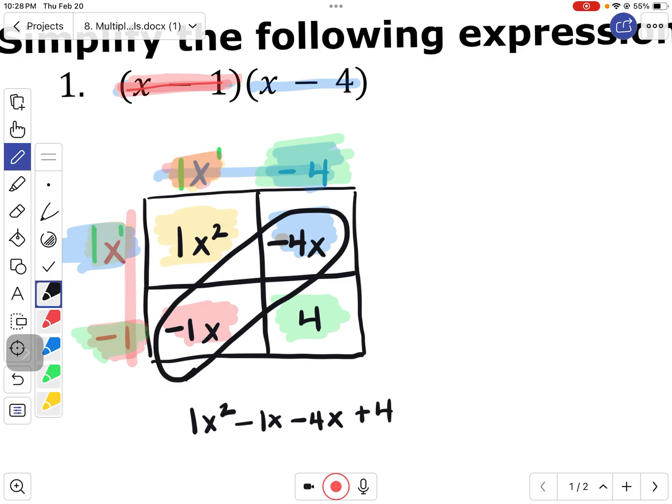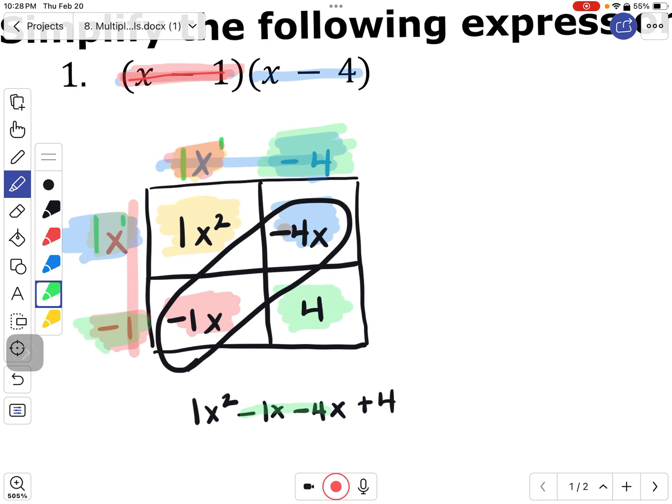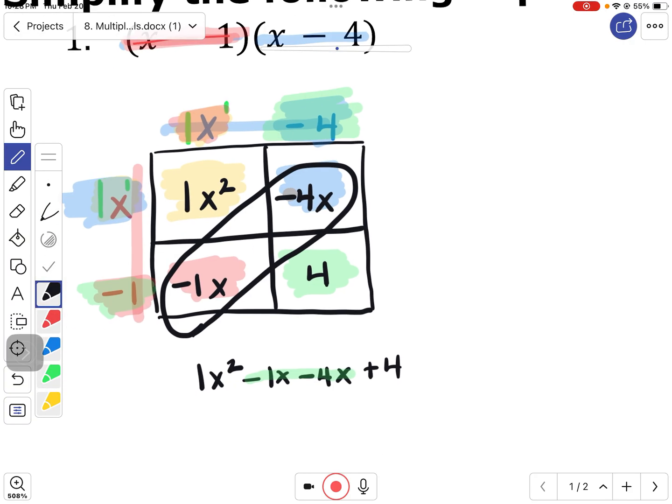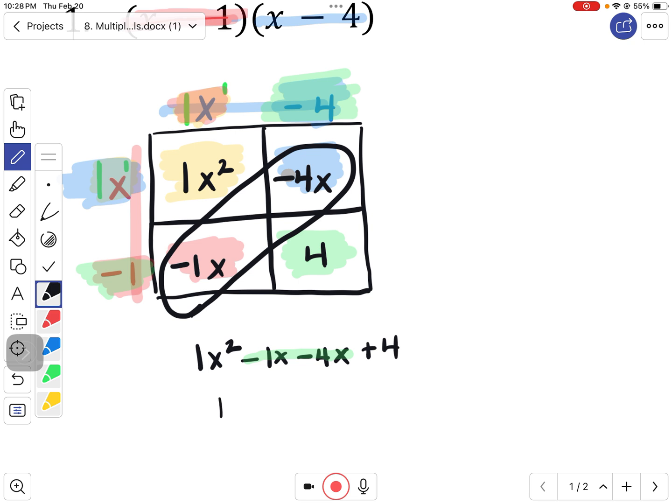Okay. If you notice, these two pieces can be combined. So my negative 1x and my negative 4x, those can be combined. So my 1x squared is going to stay the same. So I'm going to keep that 1x squared. My negative 1x and my negative 4x is going to give me a negative 5x. And then I'm going to end with that positive 4.